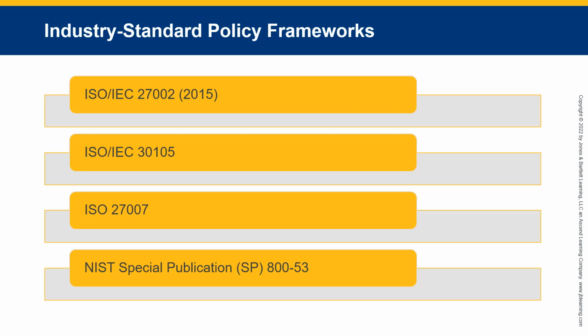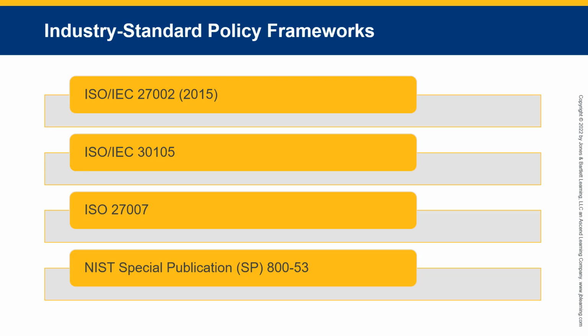There are 5 parts to the ISO IEC 30105. Part 1 is process reference model. Number 2 is process assessment model. 3 is measurement framework and organization maturity model. 4 is terms and concepts. And 5th is guidelines.